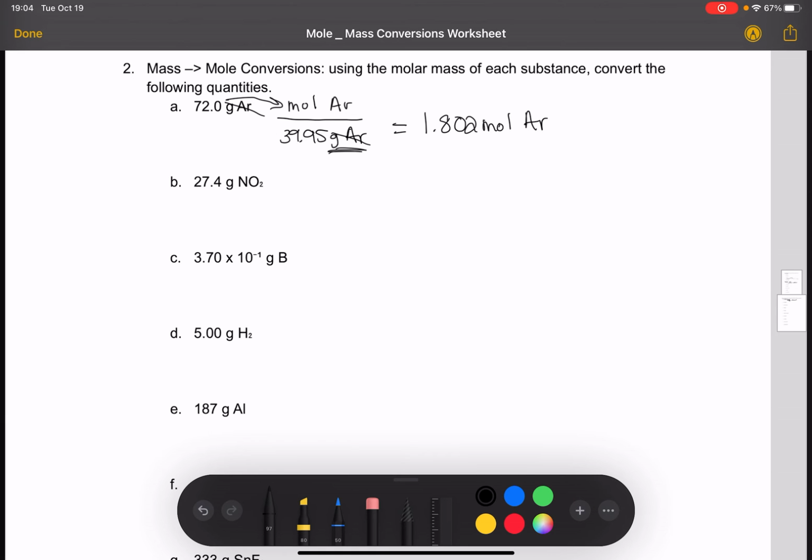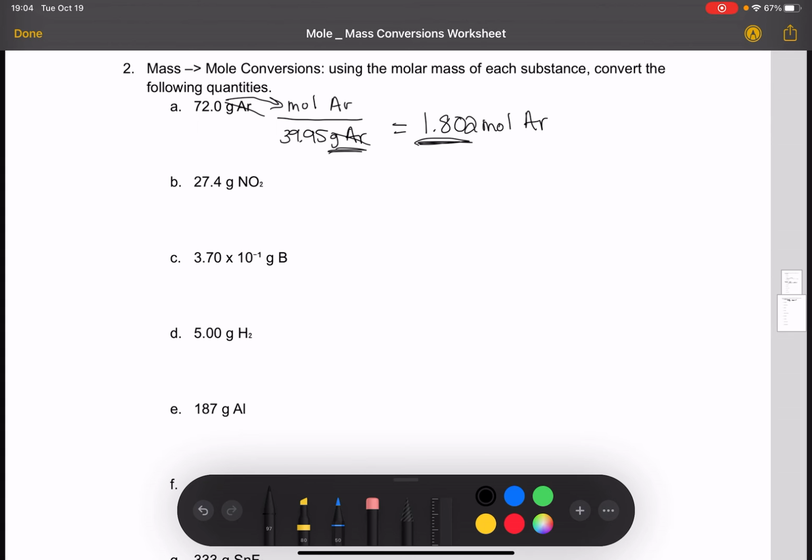Okay, that's our answer. Does that make sense? Well, let's look at this. There's 39.95 grams of argon in every mole. So if I have 72, that's almost 2 times more grams than I would have in 1 mole. So it's almost 2 times larger.